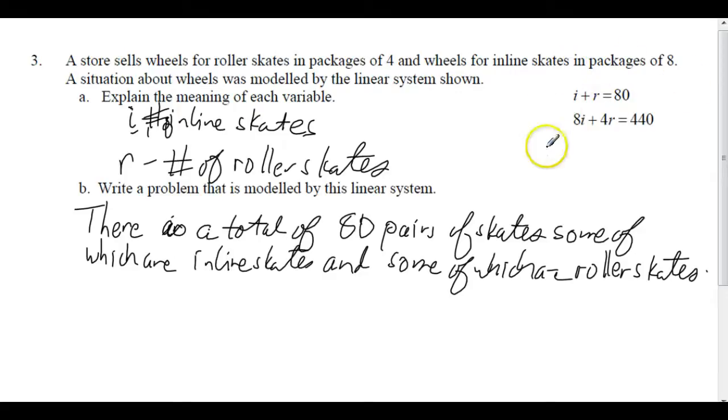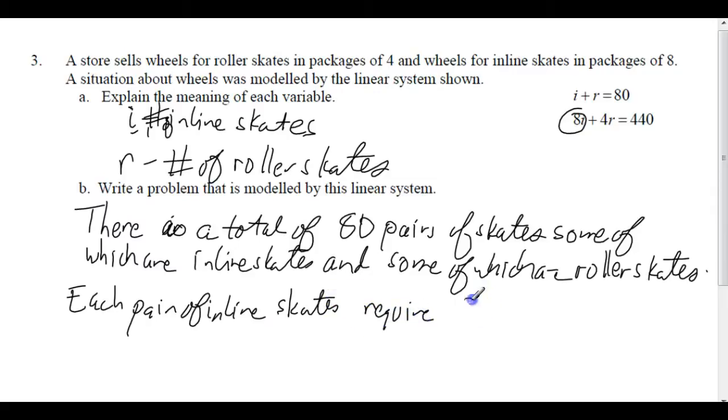So that gives us our first equation. Now we need to tell each inline skate... Now if we're going to get 8i, each inline skate takes 4 wheels, but we should probably go with each pair. So let's go each... Oh, I can't split them. Okay, each pair of inline skates. Seeing as skates travel in pairs, each pair of inline skates require 8 wheels.